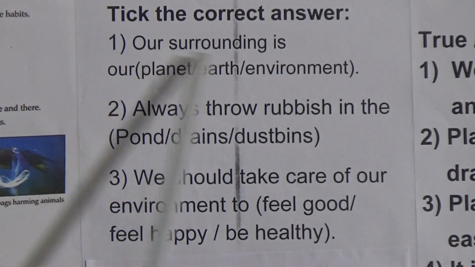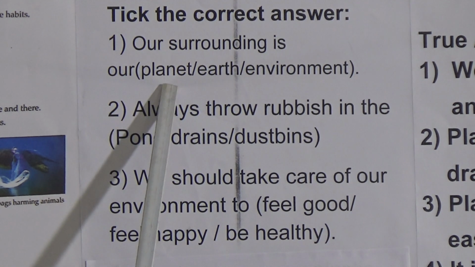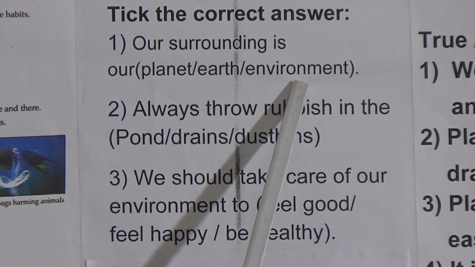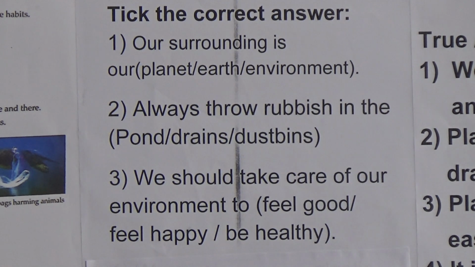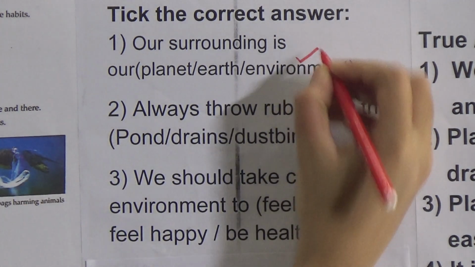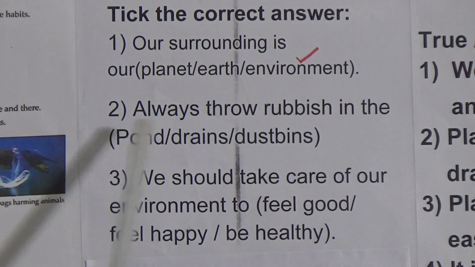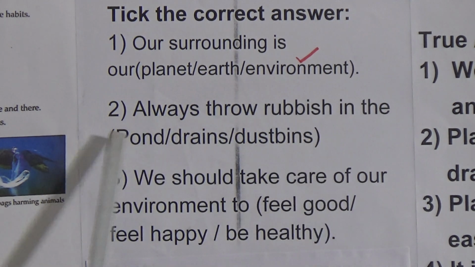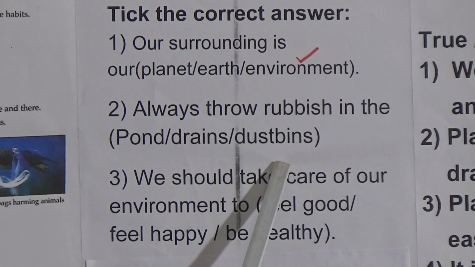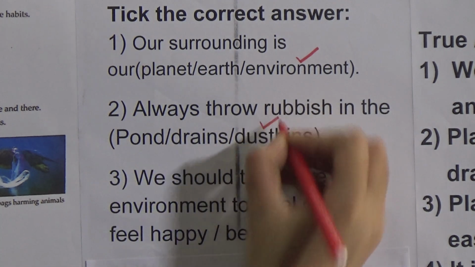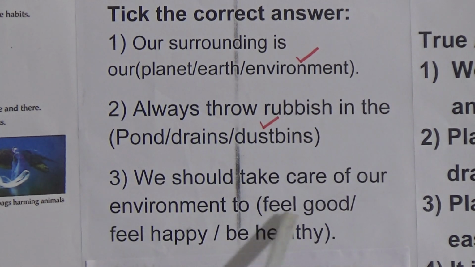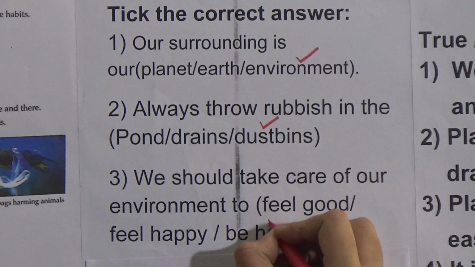Number 1, our surrounding is our planet, Earth or environment. The right answer is environment. So we will put a tick here. And number 2, always throw rubbish in the pond, drains or dustbins. Yes, the right answer is dustbins. Then we will put a tick here. Number 3, we should take care of our environment to feel good, feel happy or be healthy. Our correct answer is here, be healthy. So we will put a tick here also.